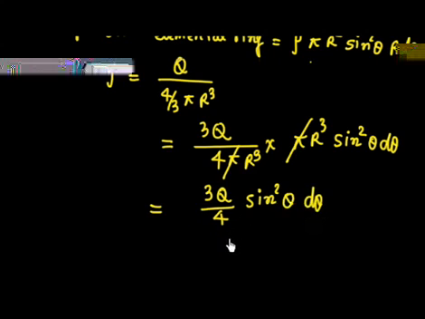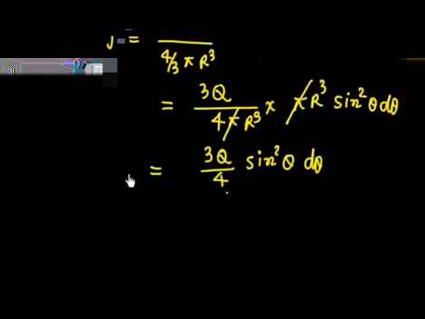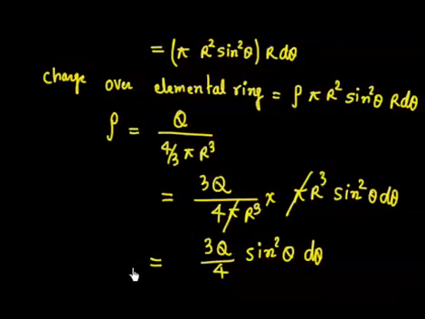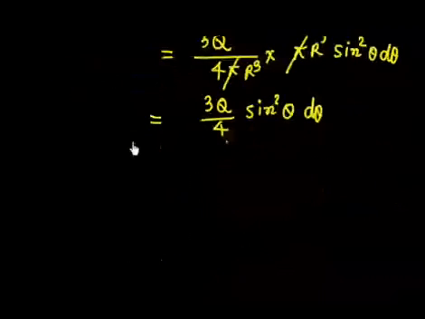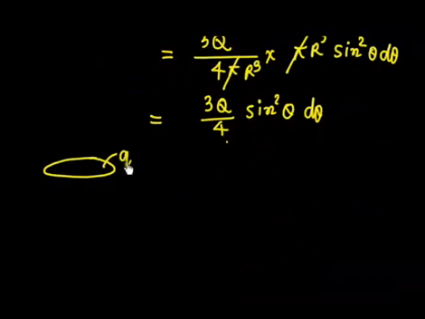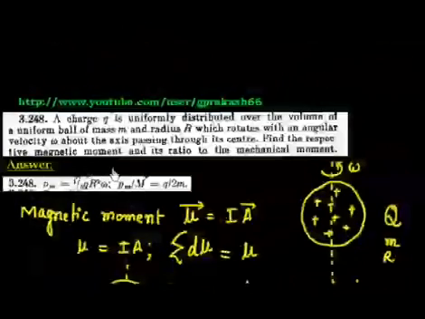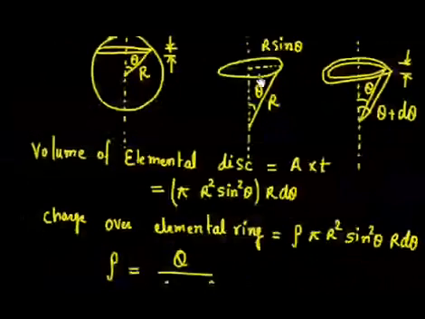And now I will use the result. This is the total charge over this elemental ring. Are you getting or not? So if we have a ring and this contains a charge q, and let us say this ring is rotated by angular velocity omega, we have to calculate the magnetic moment. What we have to calculate? We have to calculate the magnetic moment.